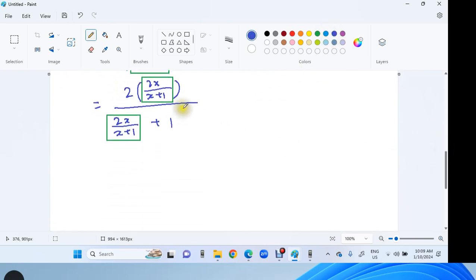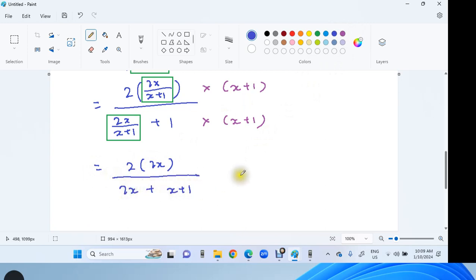So to simplify this one, there are a few methods, but the easiest method that I use is we multiply with the LCM of the denominator. So the denominator is x plus 1. So we multiply with the x plus 1. Then this one will become 2 times 2x over 2x plus x plus 1. Why does this happen? Because when we multiply this with this, then this is cancelled with this.